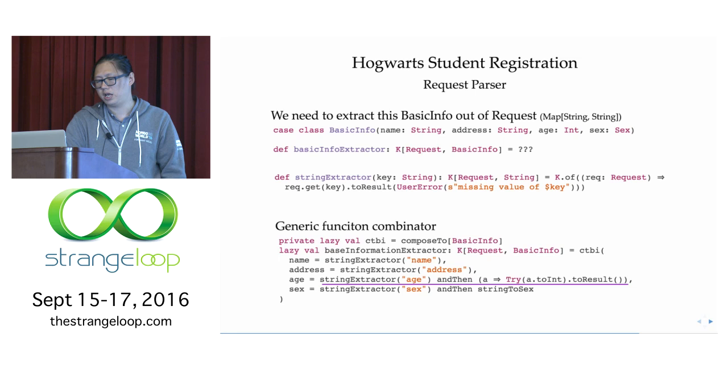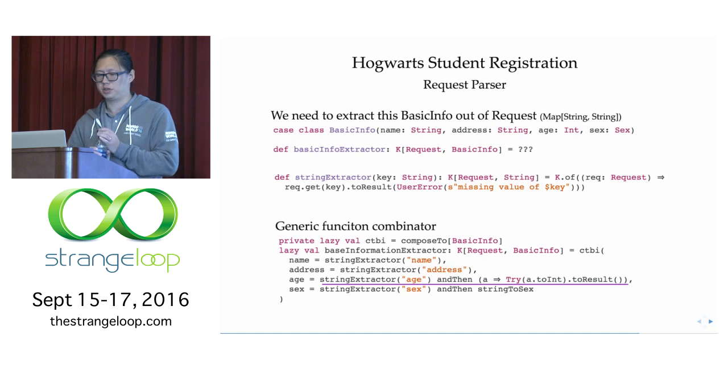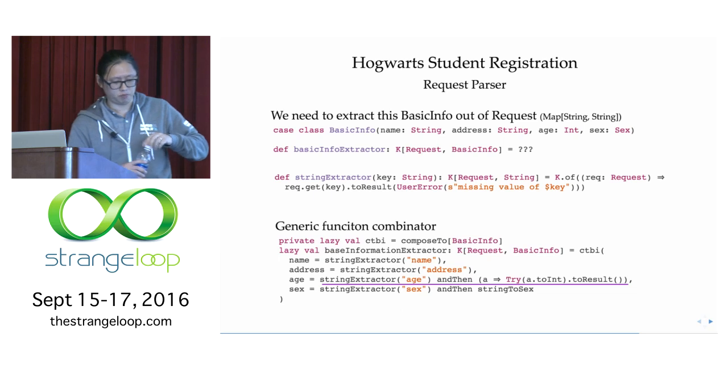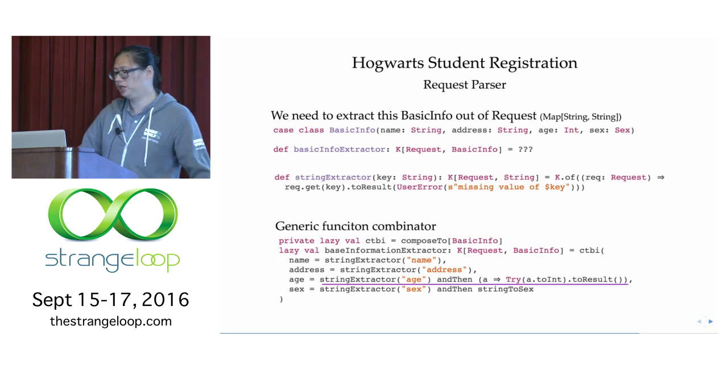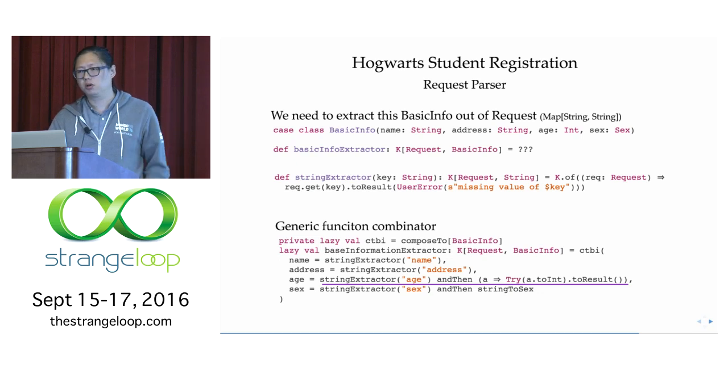So then the whole thing is a function of request to basic info. So as you can see, you don't have bound variables here. You just combine multiple functions into a function that provides all the relevant information needed for the basic info. Still making sense, everybody? Cool.